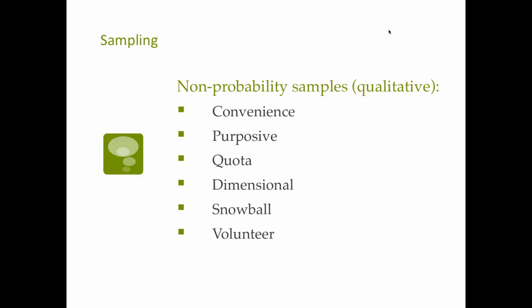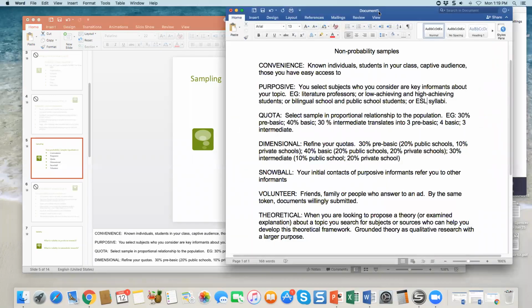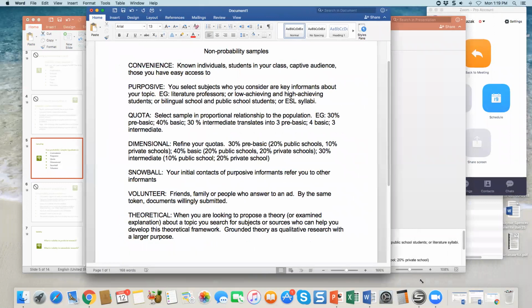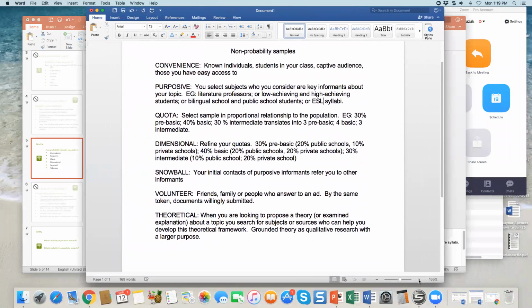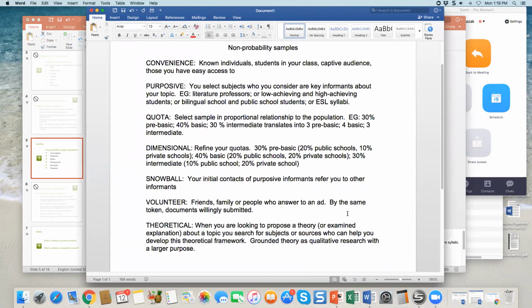And I'm just going to jump out of PowerPoint to show you these in a little Word document that's a little bit more texty than I like for PowerPoint. All right, so here are the non-probability samples. A convenience sample is a sample of known individuals. So this could be students in a class you teach, members of your family, some kind of captive audience that you have easy access to. There are plenty of studies that use this as their sampling method, and it's perfectly fine as long as you explain why you've chosen this method.